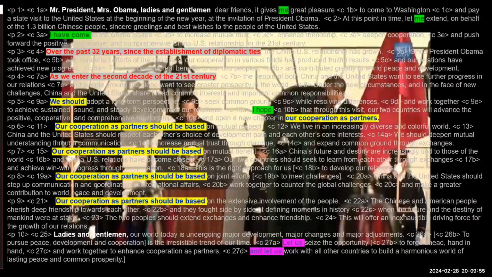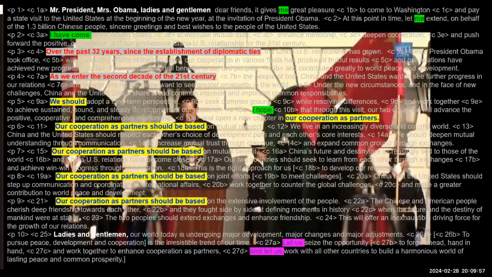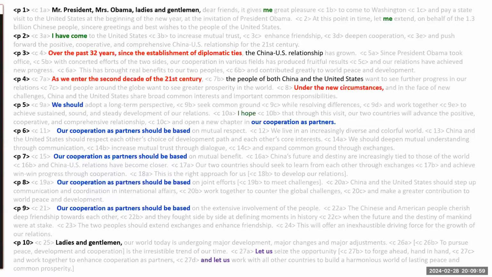Okay, I'm not going to play the whole thing. I think we got the idea. This is what you should be looking for when you look at the text. Look for repetition, lexical. Look for theme.